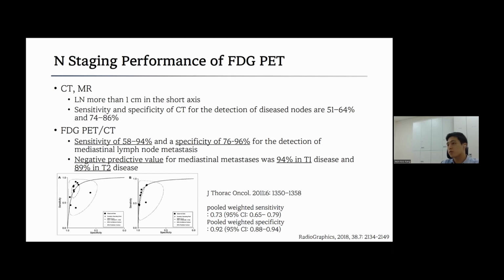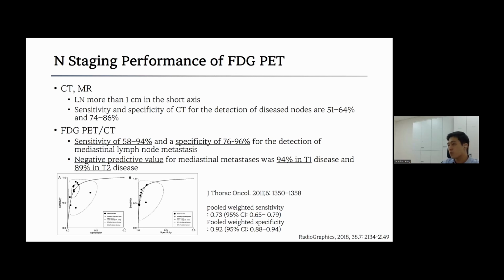And N staging is not so simple. Based on FDG uptake and CT findings of lymph nodes, past medical history, and underlying inflammatory conditions of patients, positivity of observed lymph nodes should be determined and reported with accurate anatomical classification based on the IASLC map.